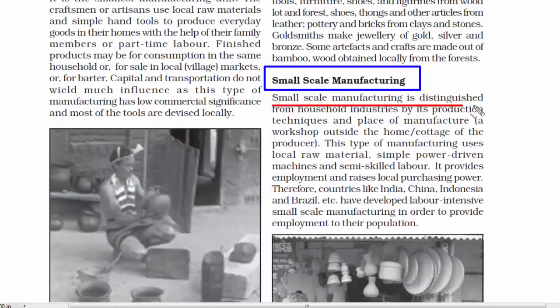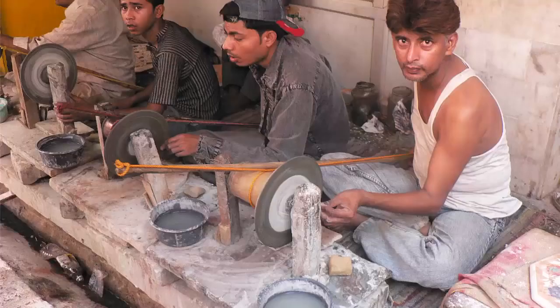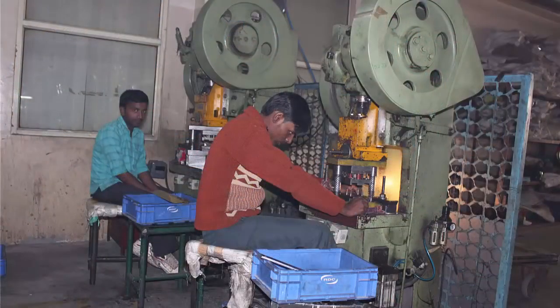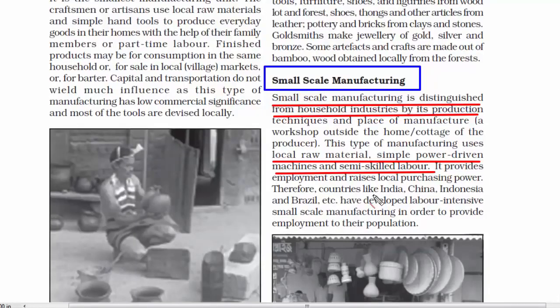Now this one is entirely different from household industries. Please don't get confused between both of them. In this kind of manufacturing, there are simple power-driven machines and semi-skilled laborers involved. Usually there will be a small workshop where the work is carried out, then small supply and demand will be there. So in an overall sense, these are a little bigger commercially when compared to household industries. Countries like India, China, Indonesia, and Brazil have developed labor-intensive small-scale manufacturing industries.